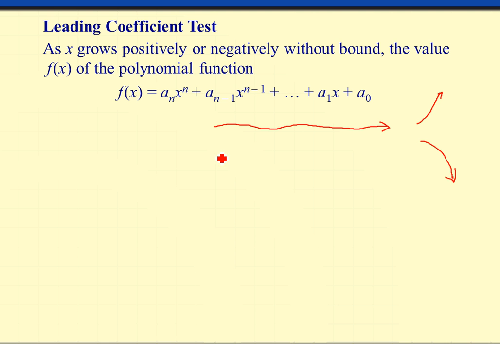Now, when we have x's that are going to the left, that is real big negative x's, then our y's are going to be either real big positive numbers, so the graph would go up, or real big negative numbers, so our graph would be going down. And so on the left, our graph could be either going up or down, and on the right, our graph could be either going up or down. That's the idea about what's being said right here.